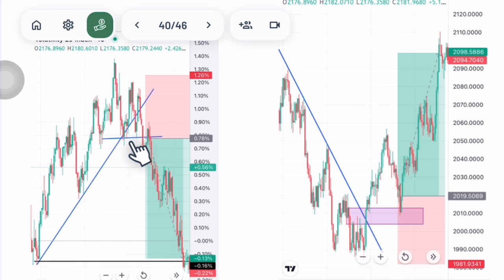You are going to see what we call a change of character. Okay, you can see where I have this line. This is where price changed character. It broke the trend line and also broke this low. This is it. Once you see this kind of setup, guys, you should be ready to cash in without hesitation.